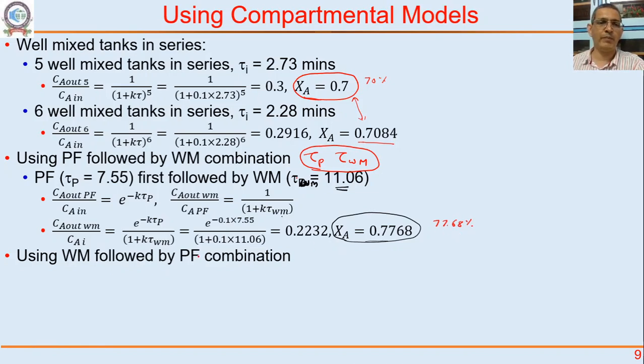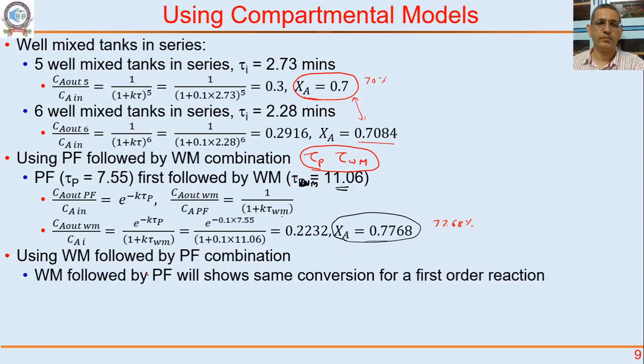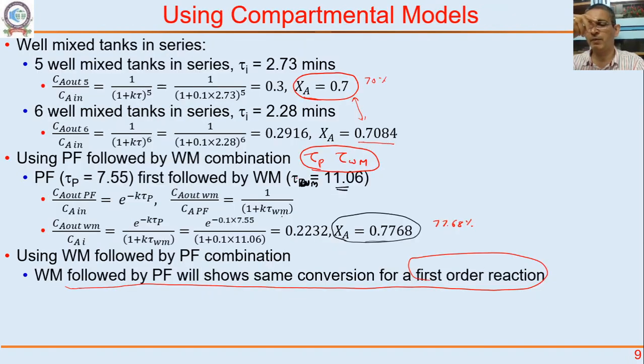Well mixed followed by plug flow, you would get the same expression, right? So plug flow followed by well mixed or well mixed followed by plug flow will have the same conversion because it's a first order reaction. Had it been a second order reaction, things would have been different. Plug flow followed by well mixed or well mixed followed by plug flow would not be the same. You see, now different combinations I can use and I can predict what would be the conversion. And that's the use of RTD.